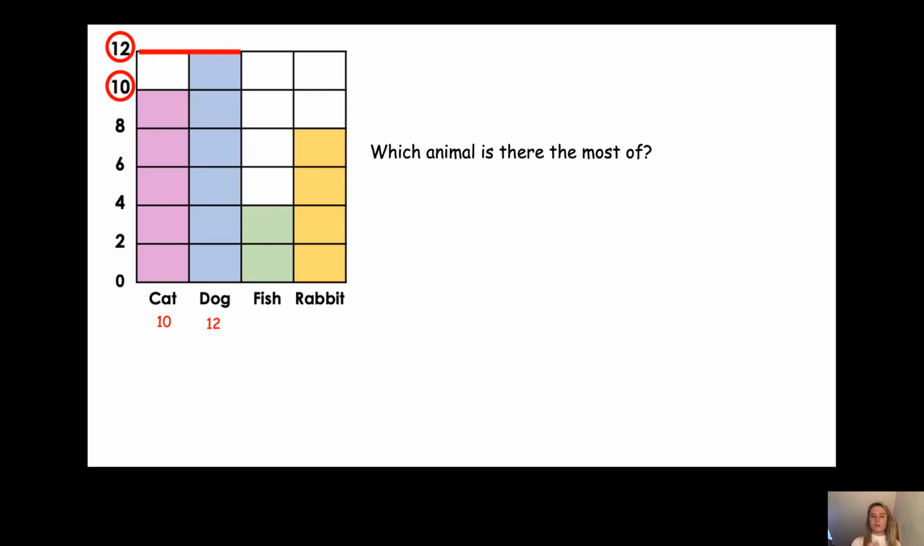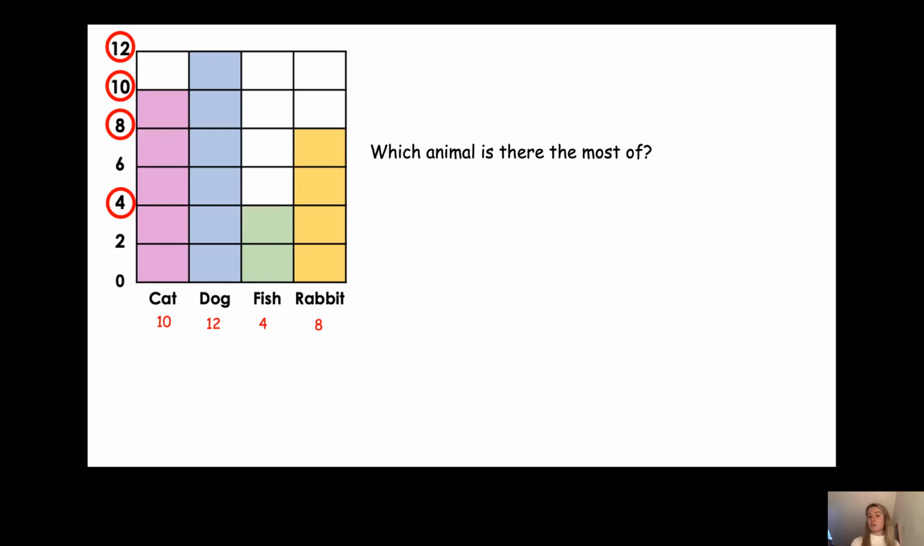Okay, now what about fish and rabbits? Could you pause the video now and see if you can work out how many fish and rabbits there are? Okay, yeah. So again, if we draw a line from the top of fish to the y-axis, we can see that we end up at 4. So therefore, there are 4 fish. Now, what about rabbits? Well, again, let's draw a line across all the way to the y-axis. And, oh, there we go. We can see that there are 8 rabbits. So therefore, we have 10 cats, 12 dogs in the shop, 4 fish and 8 rabbits.